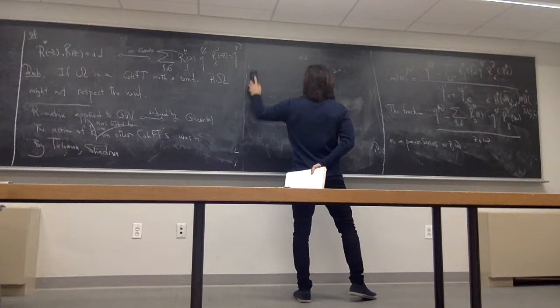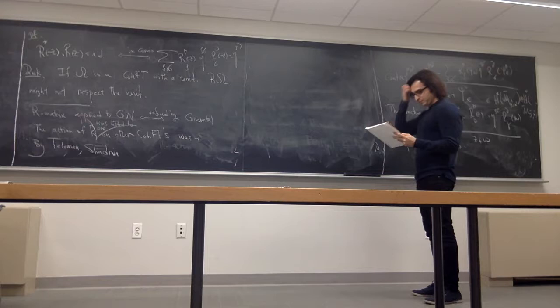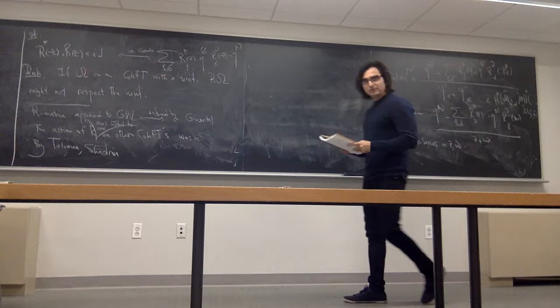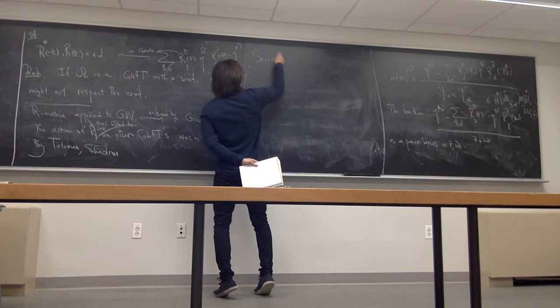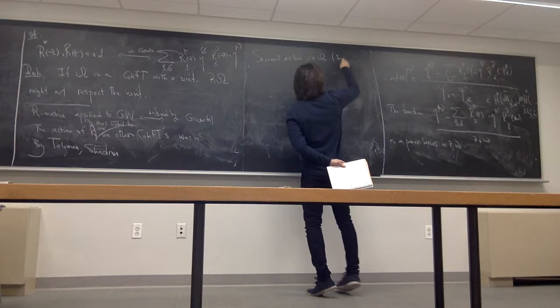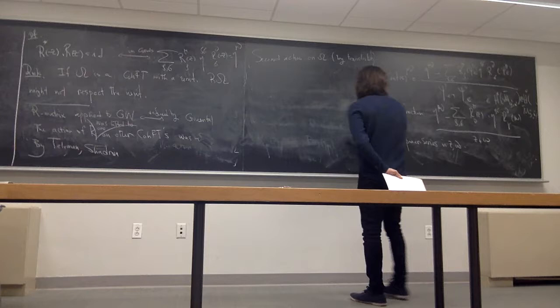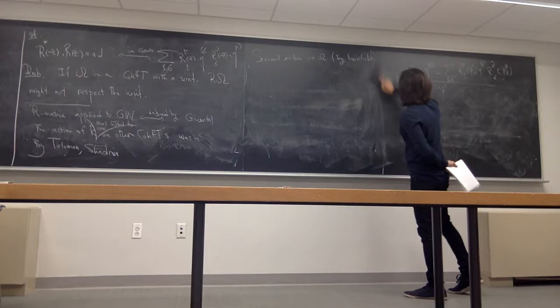So what is that? To discuss the Givental-Teleman classification, I need to tell you about the second action on this cohomological field theory, by translation. This is the thing that I couldn't answer last time, when there was some confusion about how this operator is defined formally on the cohomological field theory.